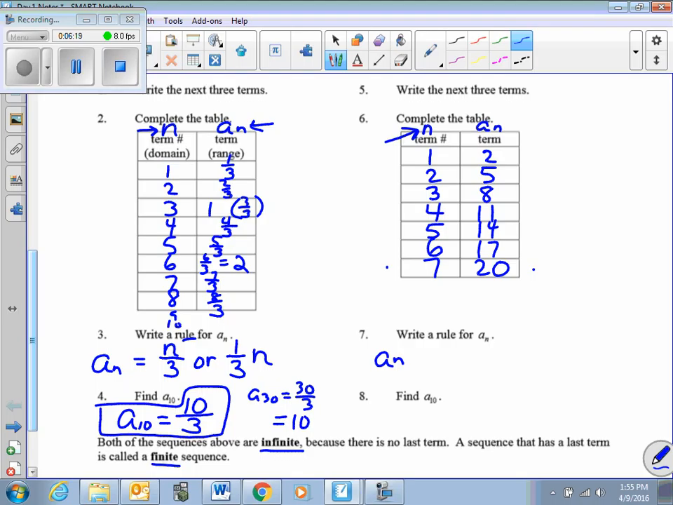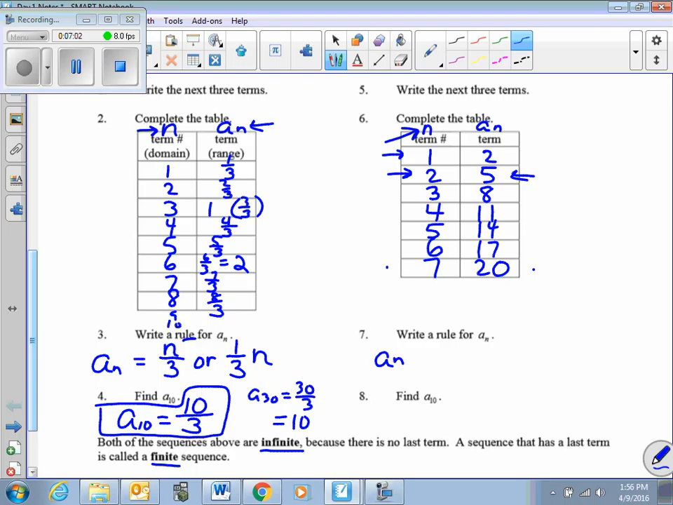Okay, so what if we just multiplied n by 2? Well, we would get the first term, but then if we multiply 2 by 2, we just get 4. So it's not 2 times n. That can't be what it is. How about if we multiplied n by 3? I mean, you kind of just have to think about this. And one of your thoughts might be, well, what if I add 1 to n? If I add 1 to 1, I do get 2. But if I add 1 to 2, I get 3 and not 5.